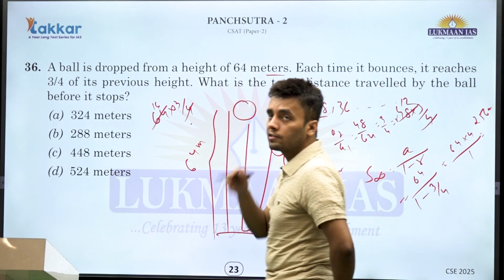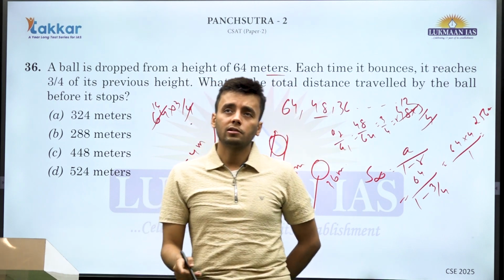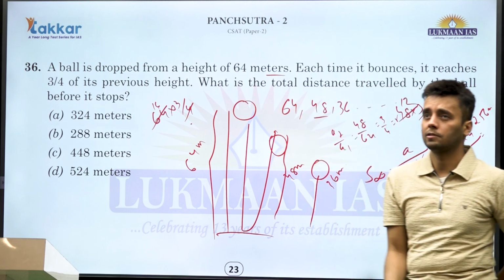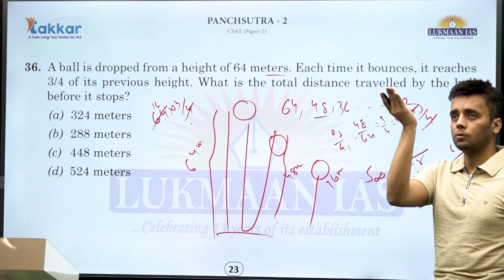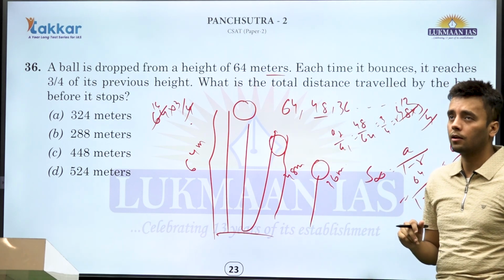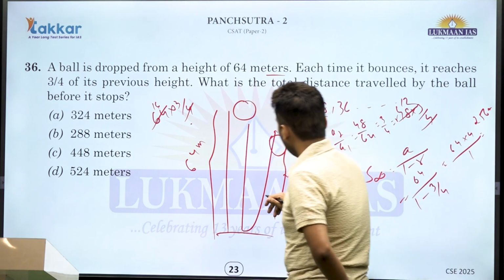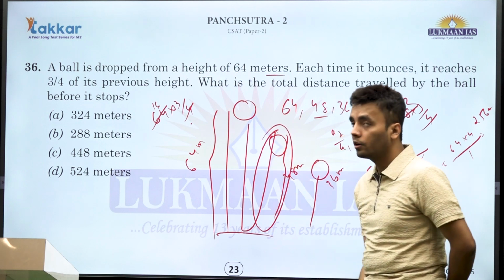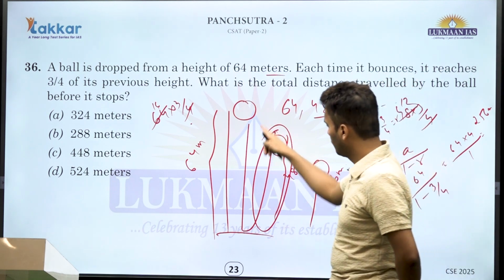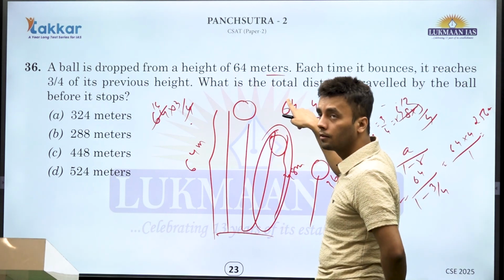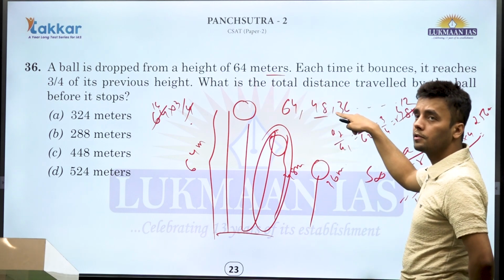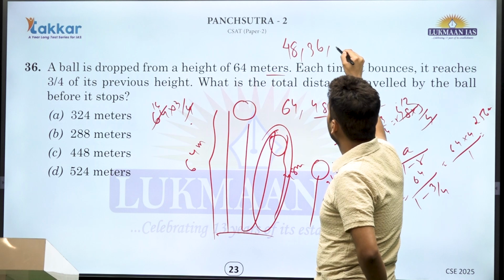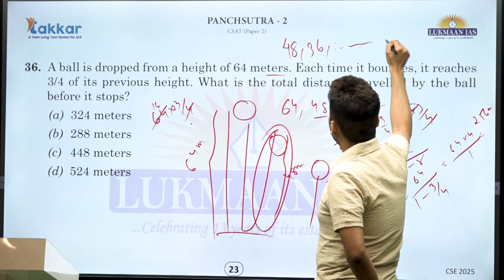But there is no 256 among the options. This is because we have just counted the descending distance, but it is rising also. So that distance we have not considered. Now, since it is rising for the first time, the first distance it will cover will be 48 meters. Then again it will rise. So 48, 36 and so on.